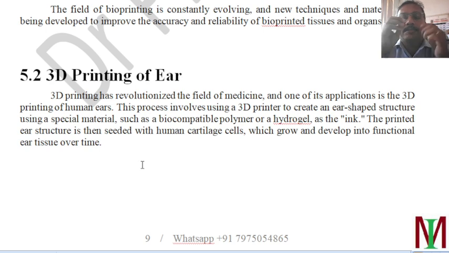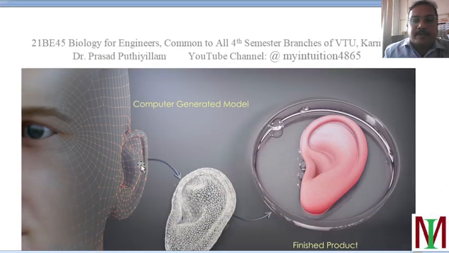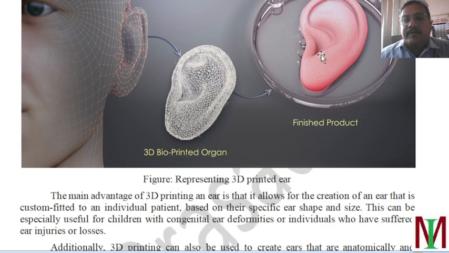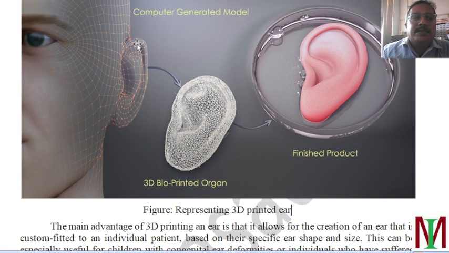So 3D printing has revolutionized the field of medicine, and one of its applications is the 3D printing of a human ear, then skin or bone. All these are important things which become a necessary part compared to searching for other alternatives. So one example is 3D printing of ear. This is just a schematic representation, not the actual one. An artistic view is given here of how it is possibly done.